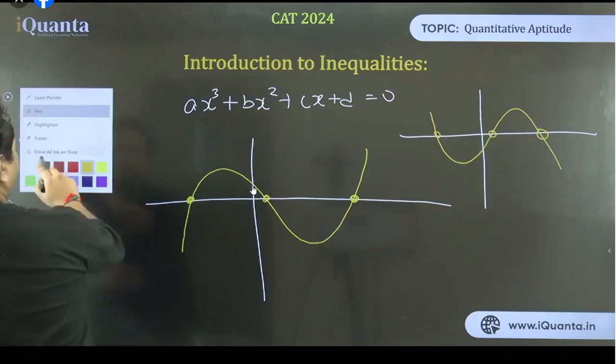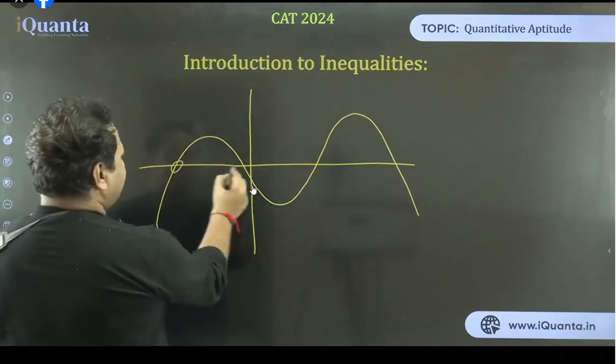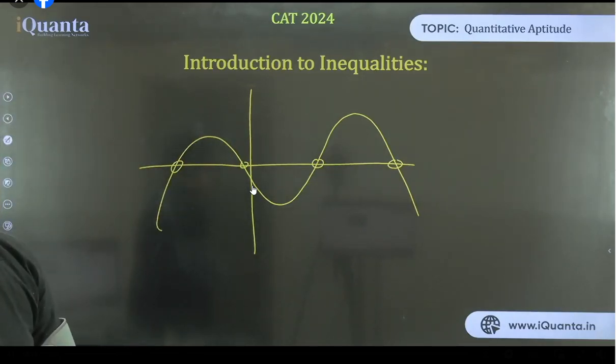And if it is a biquadratic, what is biquadratic? When order is 4, in that case, the graph will be looking like this. So 1, 2, 3 and 4 roots will be there. Perfect.